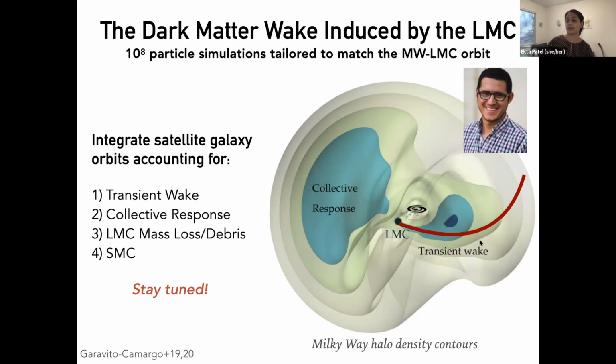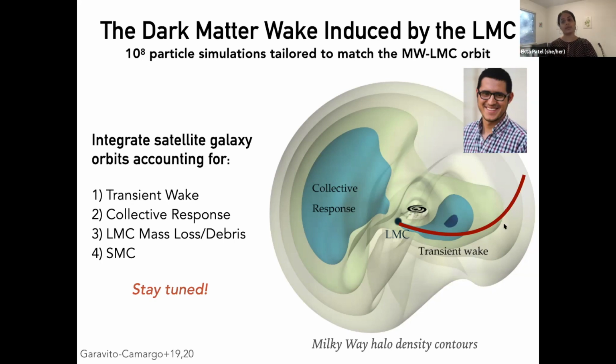So this is some work that was done by Nico Garavito Camargo at the University of Arizona, where he ran these very high resolution tailored simulations of the Milky Way and LMC to quantify the effect of the LMC on the halo of the Milky Way, the entire halo of the Milky Way, not just the regions close to the LMC. And what he's finding is that the LMC results in this transient wake behind the LMC's orbit, as well as this collective response. So these curves are showing you densities, where these blue regions are showing you over densities and the yellow contours are the under densities, where this all started in an equilibrium Milky Way halo. And this LMC, as it comes in, distorts the Milky Way's halo to quite large distances all the way out to the virial radius.